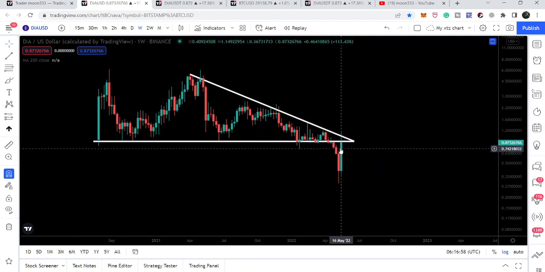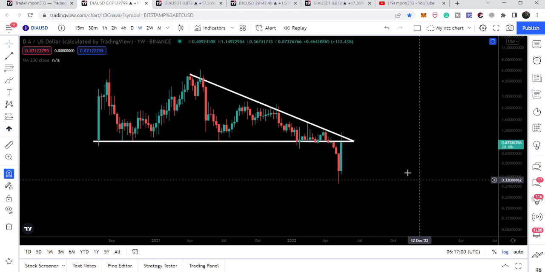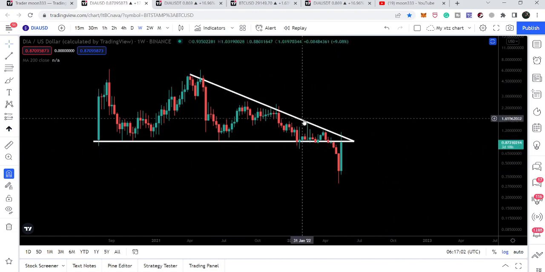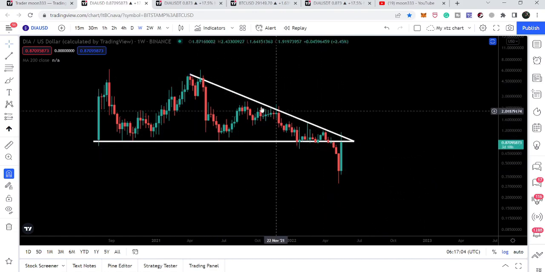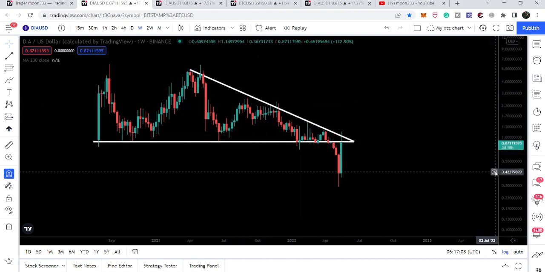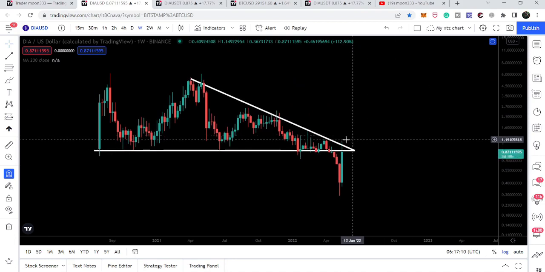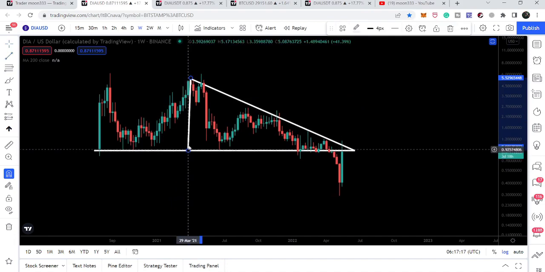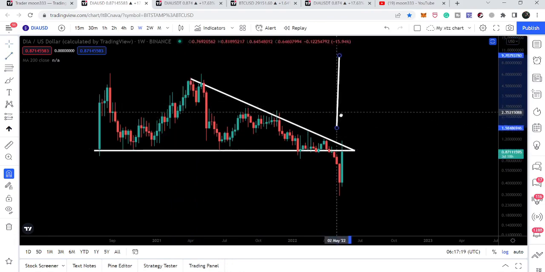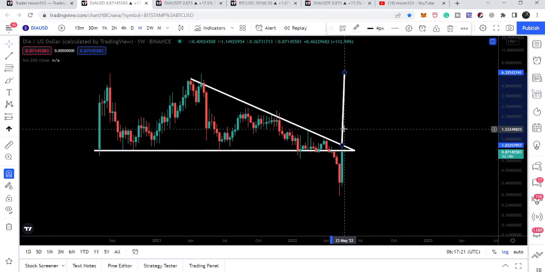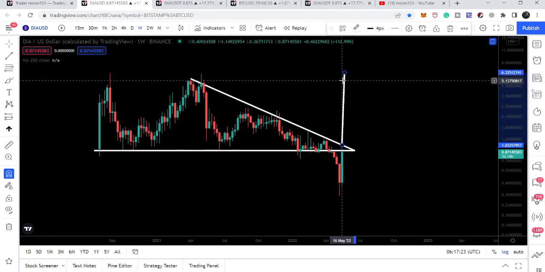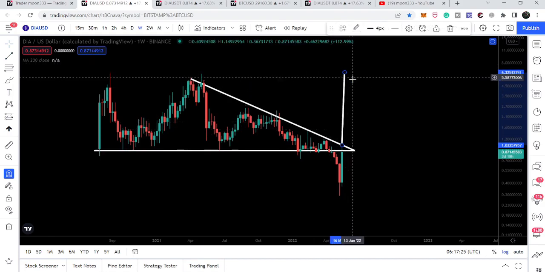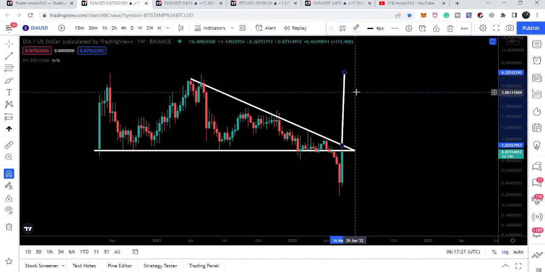But if price re-enters the triangle, then we will have the next resistance, that is the downtrend line resistance of this descending triangle. Then DIA needs to break out of this triangle, this resistance of the triangle. For example, if DIA re-enters the triangle first and then breaks out the resistance, then the next target after the breakout will be very big from here. That will be approximately $6.30.